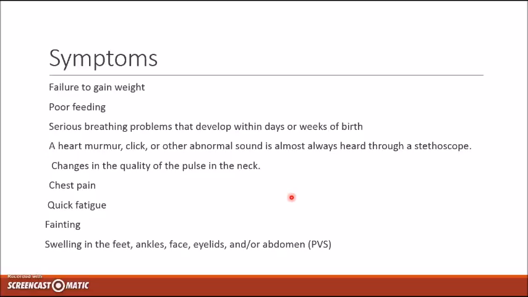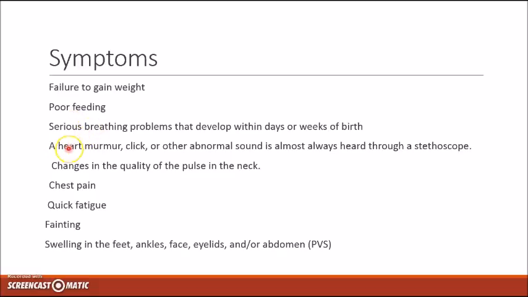Now, for the symptoms, in case of being congenital, it would be failure to gain weight, poor feeding, and serious breathing problems due to more effort on the lung part, as well as the low volume of oxygenated blood reaching the tissues, therefore forming some form of hypoxia.